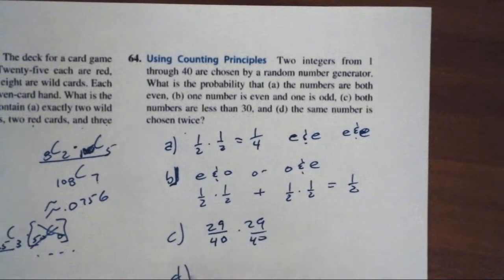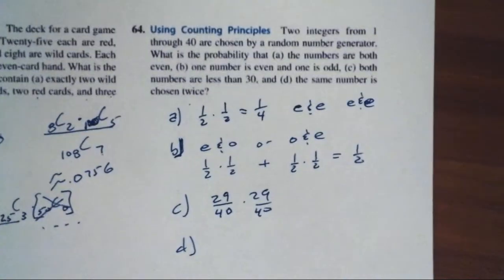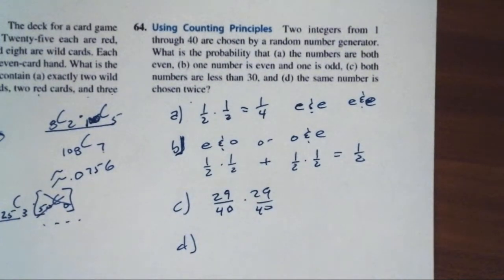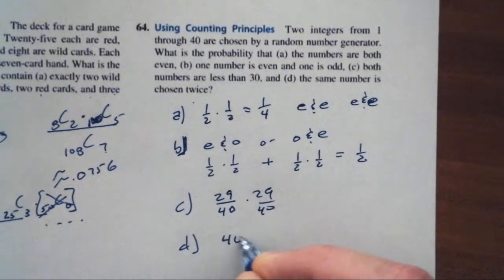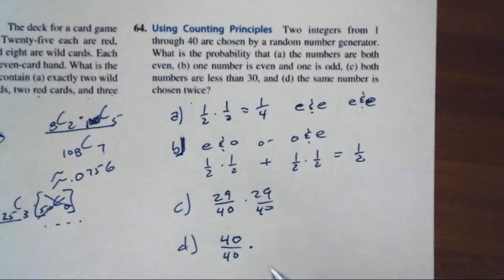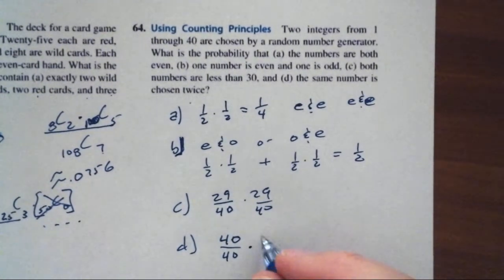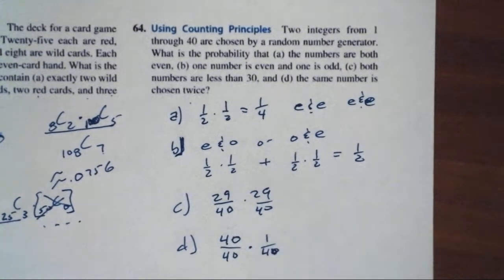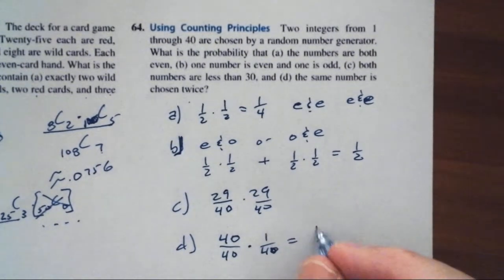And D, the same number is chosen twice. Okay, I'm playing the game. Whatever number comes up first, I'm still good. I'm still in the game. So I'm in the game after the first number, 40 out of 40. I can take any one of them. But the next number has to match the first number. And it will only do that 1/40th of the time. So we just get 1/40th.